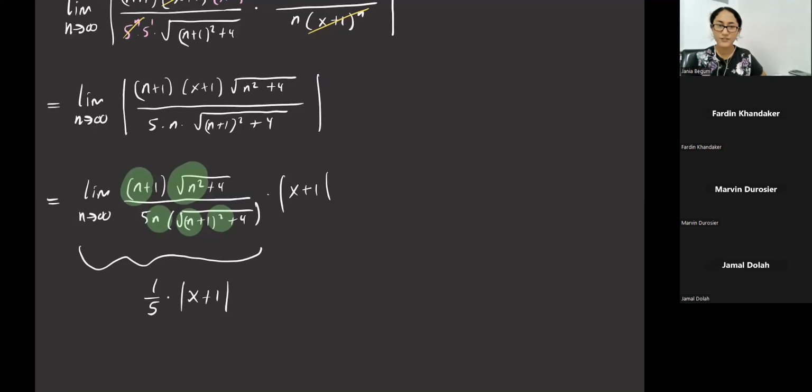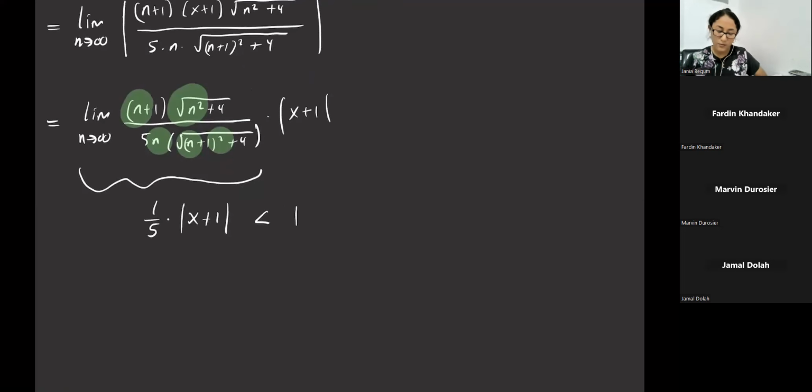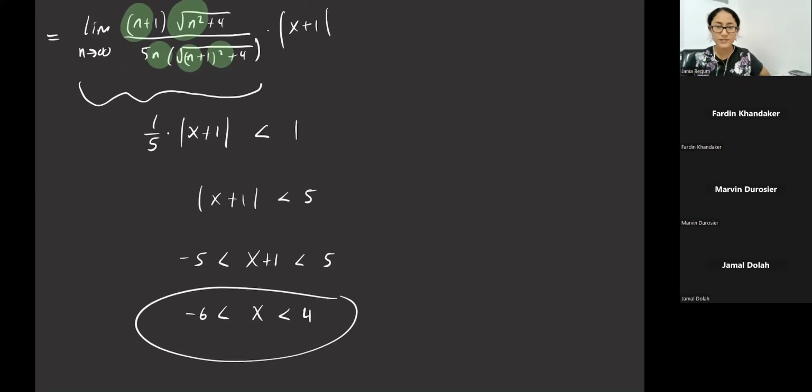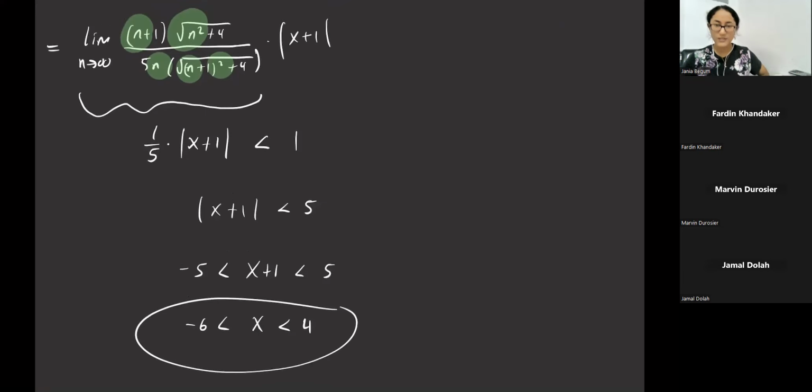Now I want this to converge, right? So we want to make sure this is less than 1. And then you solve for the interval of convergence. Multiply both sides by 5. So you have absolute value of x plus 1 is less than 5. Now split this up. So you have x plus 1 is between -5 and 5. And if you solve for x, x is between -6 and 4. So that's the interval of convergence, but we have to test the endpoints, right? Let me know if you have any questions so far.